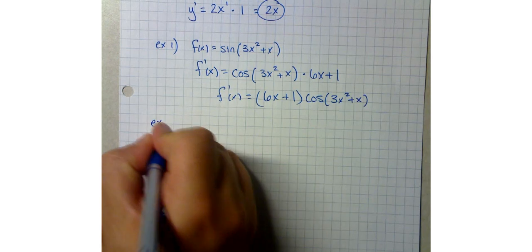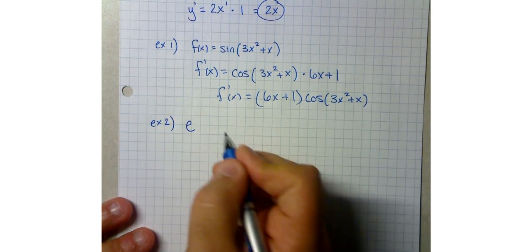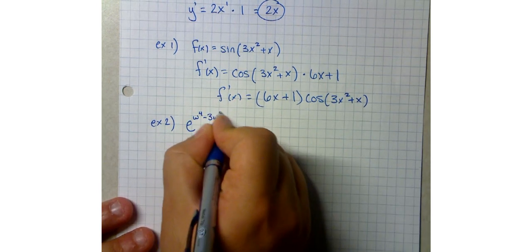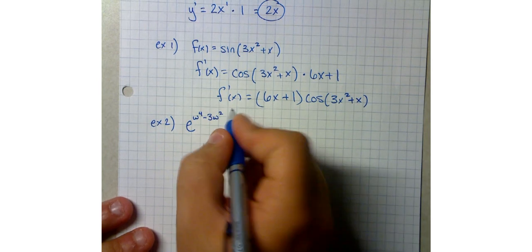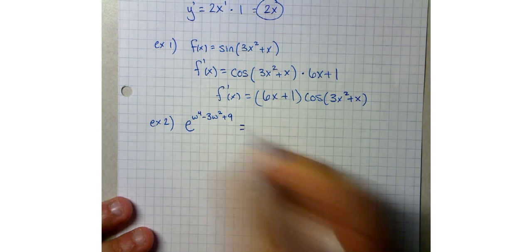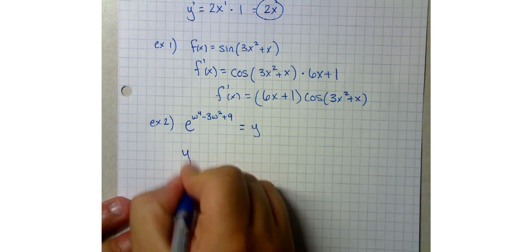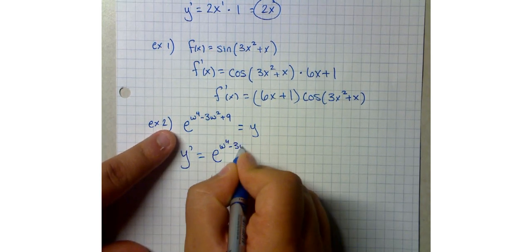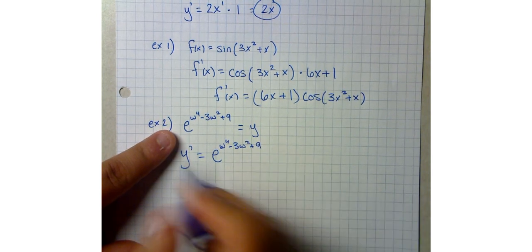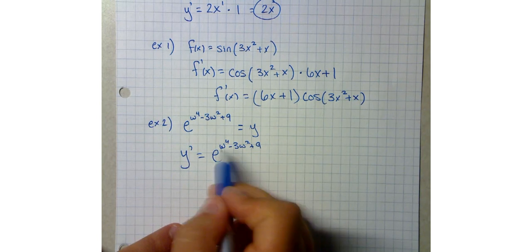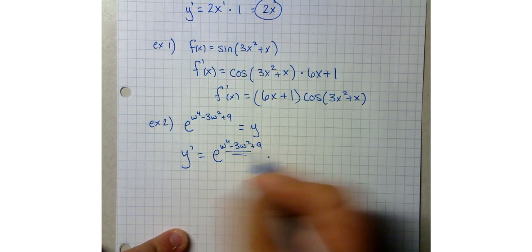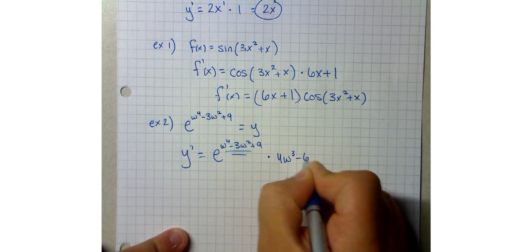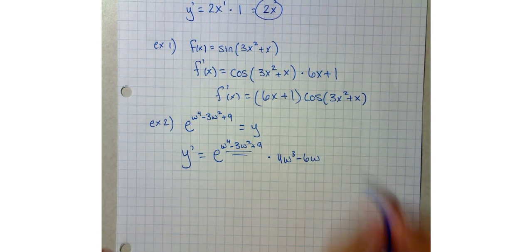You can also do chain rule with the exponential function. So if I have e to the function w to the fourth minus 3w squared plus 9, this is equal to y. If I take the derivative, y prime is equal to, keep the exponential function the same, or the derivative of the exponential function is e to the whatever function it is stays the same, multiplied by the derivative of the upper function, which is 4w to the third minus 6w plus 0. So that would be your answer.